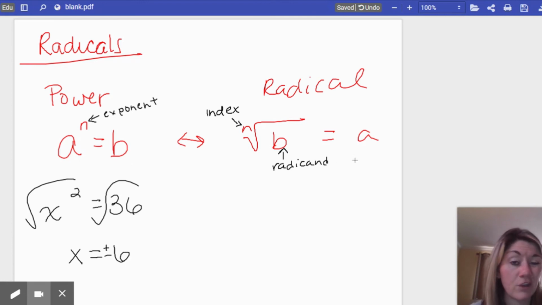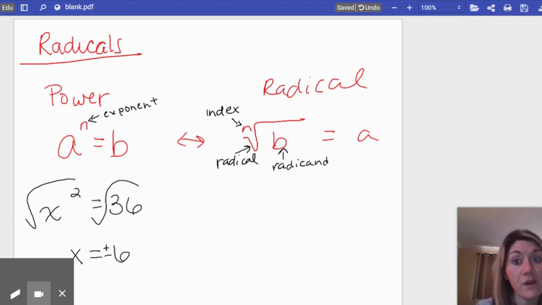So it's what you're taking the root of. And then the symbol itself is called the radical. The vocabulary isn't as important as understanding the process. So let's do a few example problems. And if you ever have any questions, just let me know.